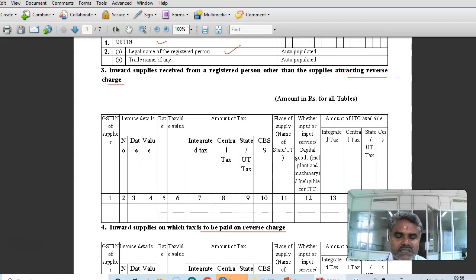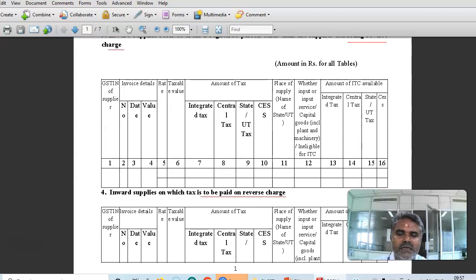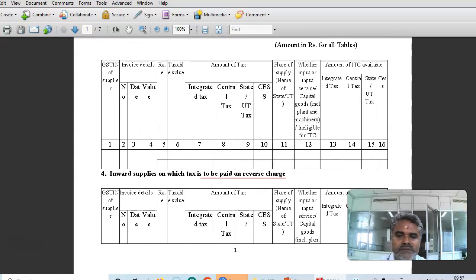So in serial number 3, you have to give information regarding only the transactions with a registered person, other than reverse charge mechanism. But here you have to give only the information regarding reverse charge, not registered persons at all.